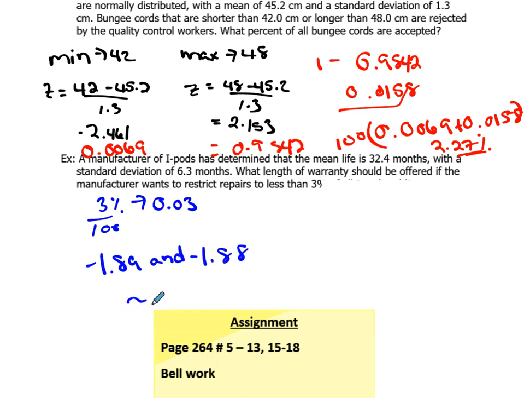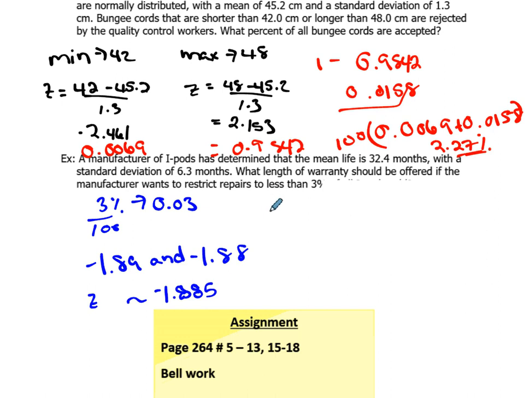So approximately a Z-score of approximately negative 1.885, sorry, not 1.895. Should be 1.885. Because this one here gave me a bigger number, this one gave me a smaller number, so the in-between should get me to where I need to be.